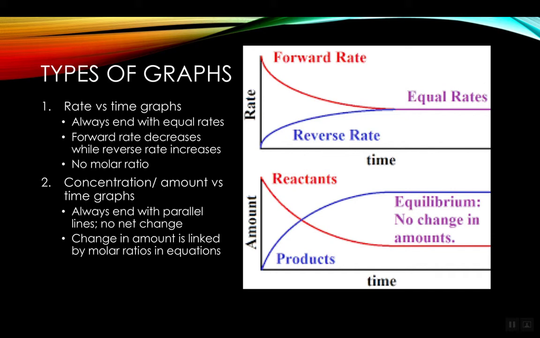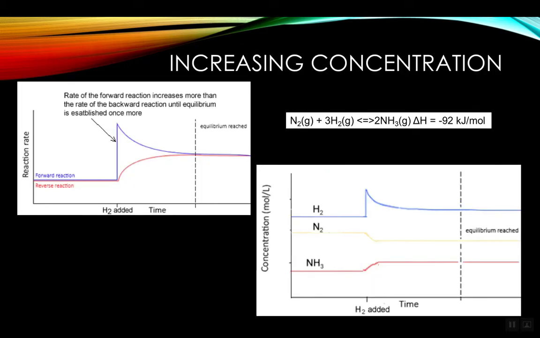When we start looking at change in amount, we are going to see the molar ratios evident there. And we'll look at some examples. One of the most important things to be able to do is to identify, from looking at the graph, what kind of stress we're putting on the system. So, we'll look at it in both types of graph.